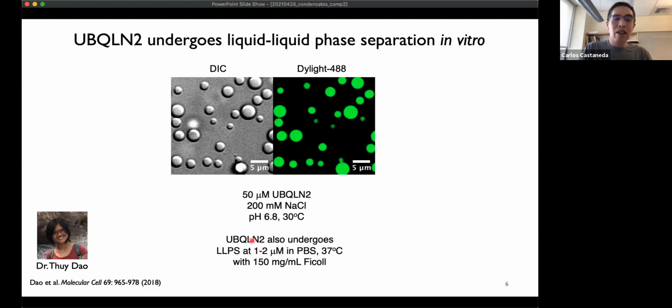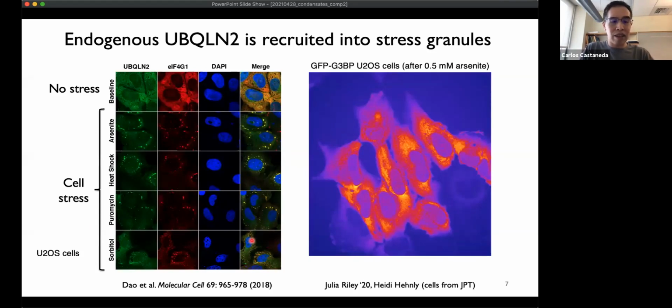Okay. The other big discovery we had made at that time, in collaboration with Paul Taylor's lab, as Jill mentioned during my introduction, is that the endogenous form of the protein is recruited into stress granules. And stress granules are an example of one of these biomolecular condensates that we see inside cells.